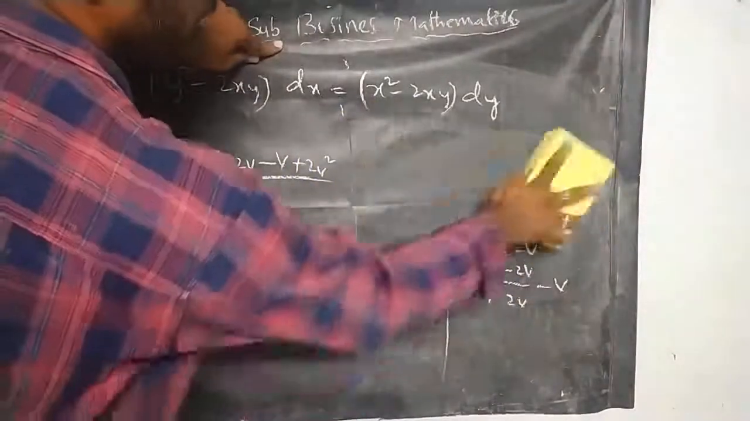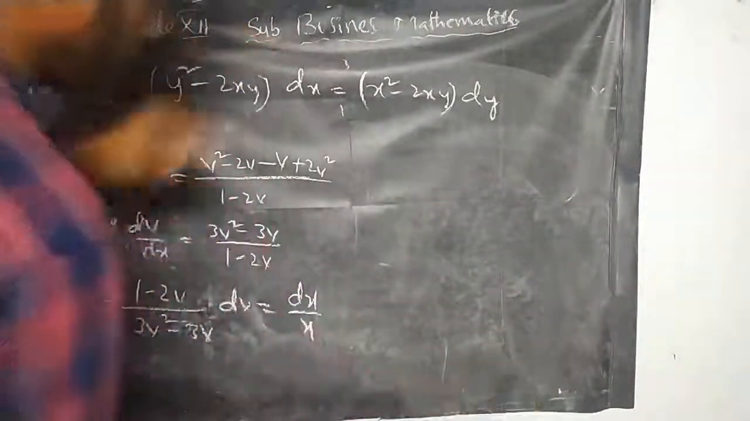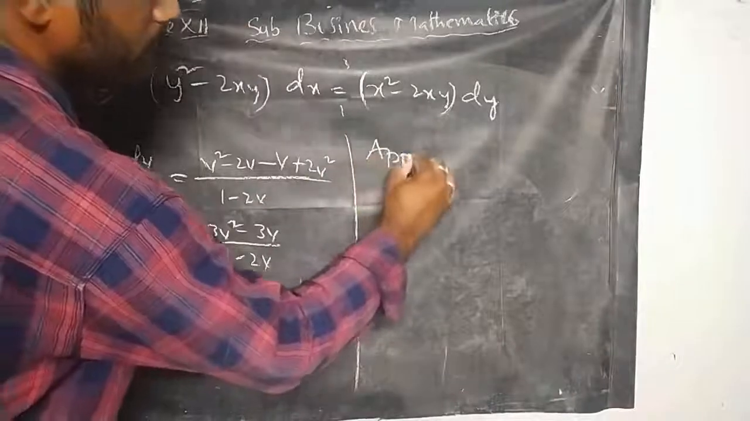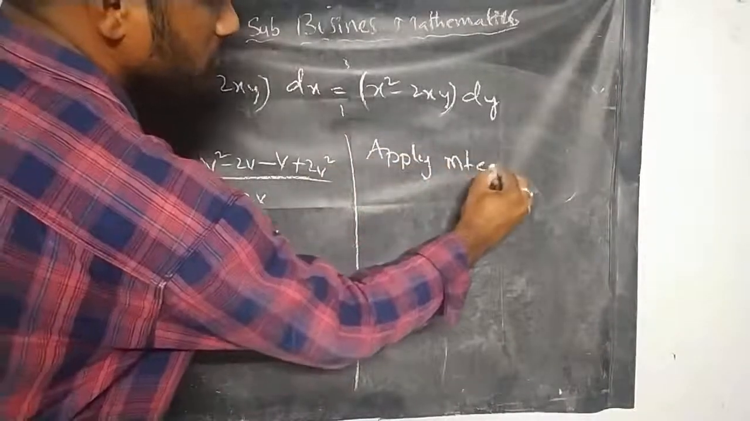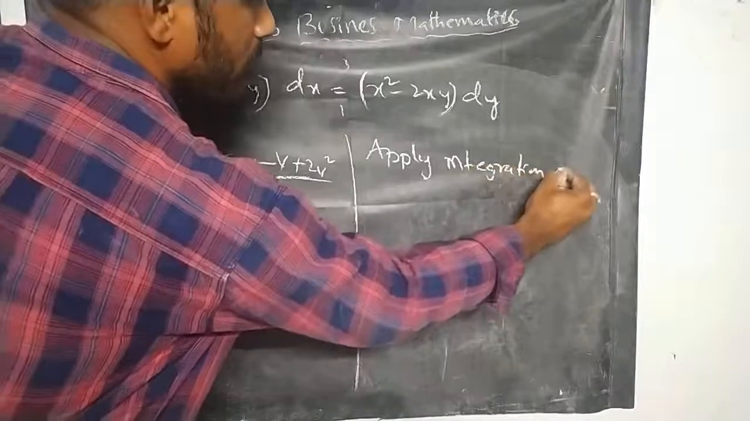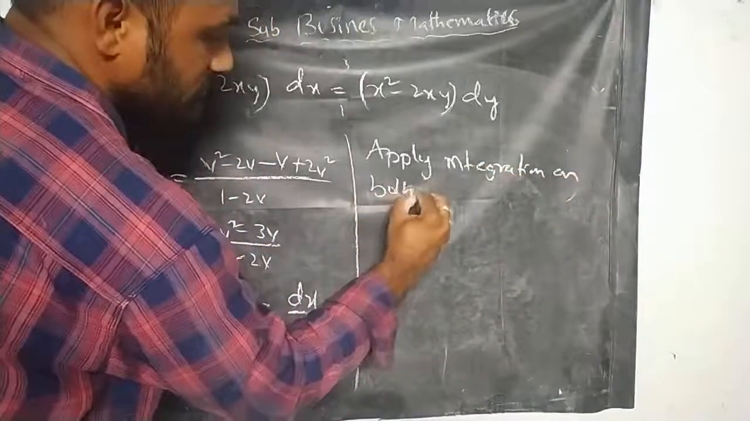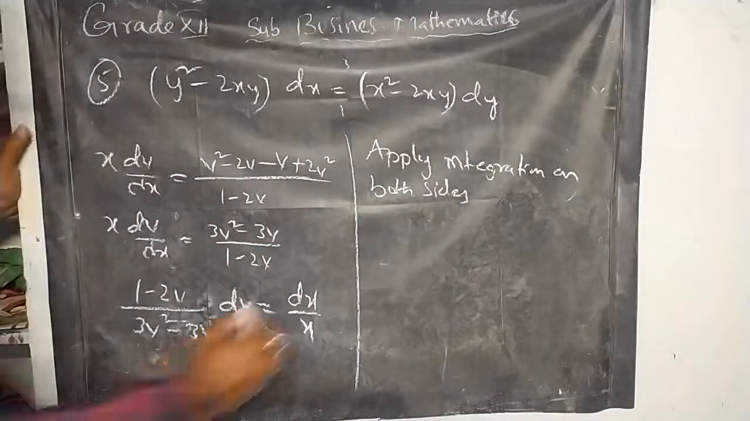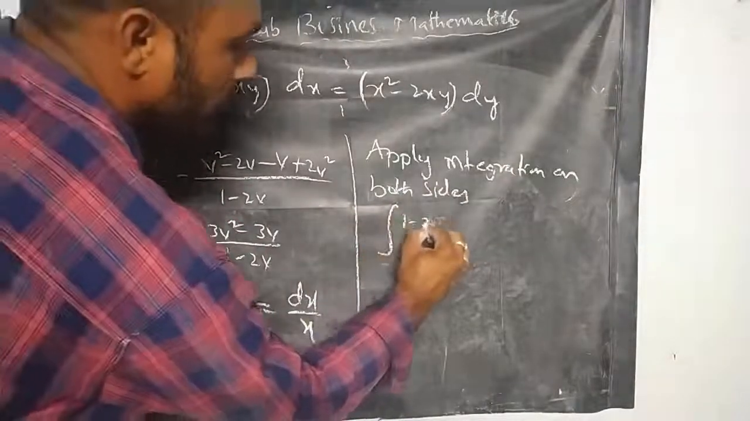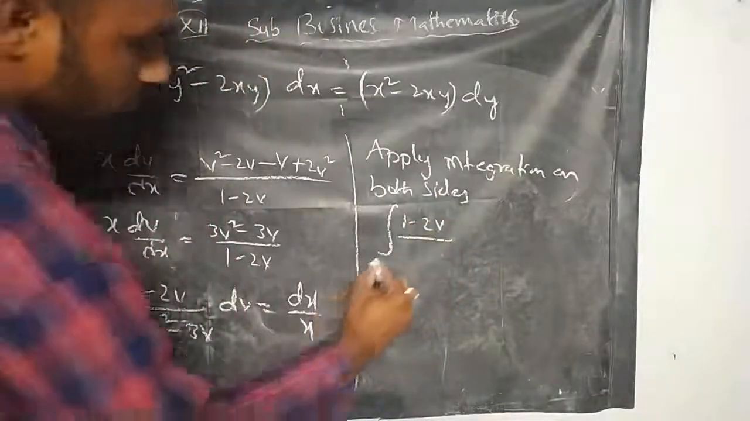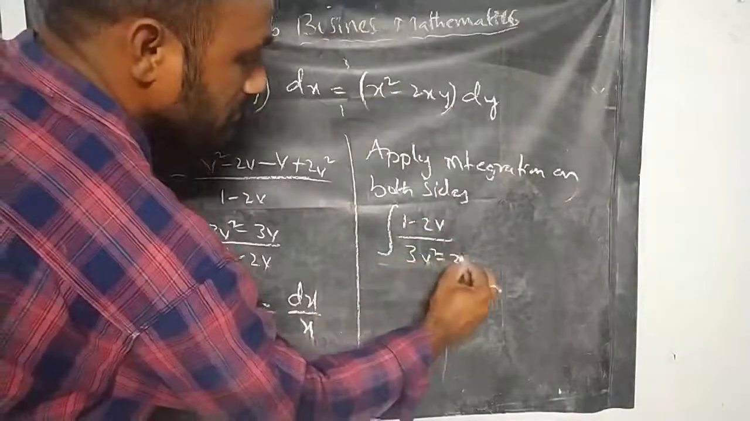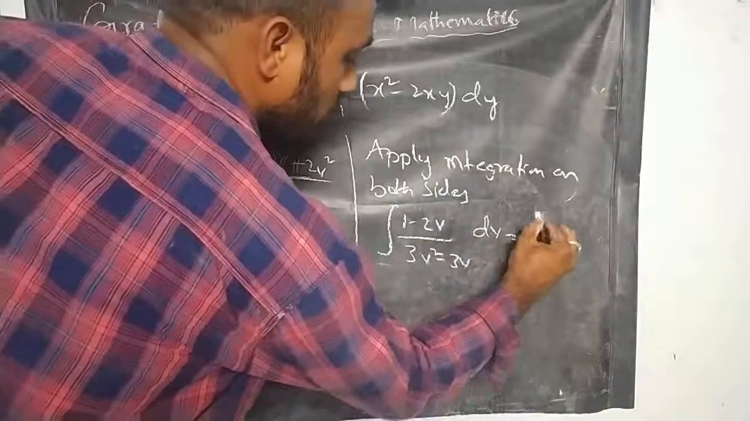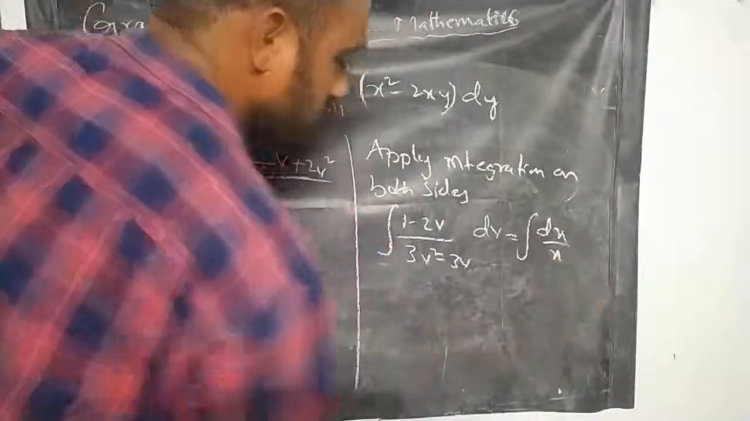Now we can apply variable separable method. So apply integration on both sides. So if you are applying integration on both sides, integral 1 minus 2v by 3v square minus 3v dv is equals to integral dx by x.